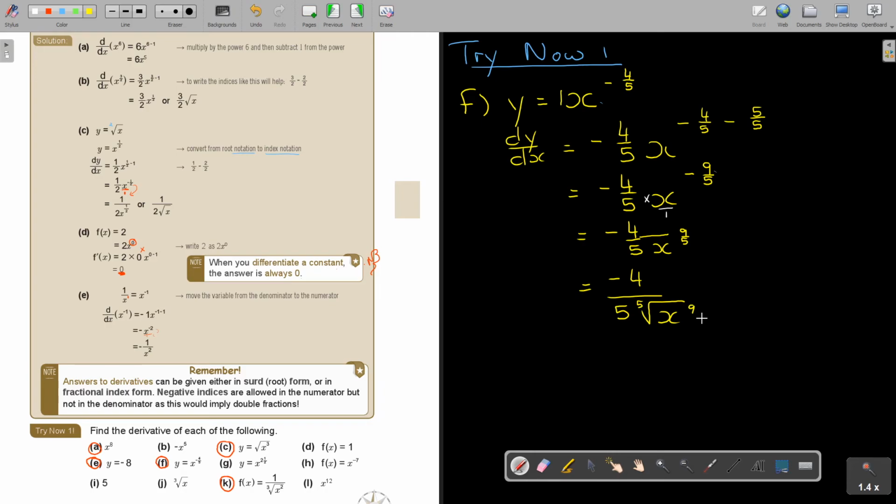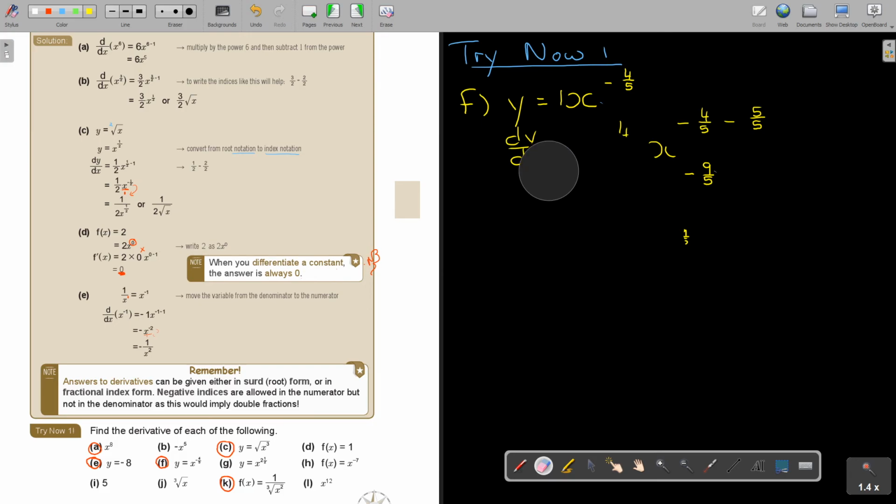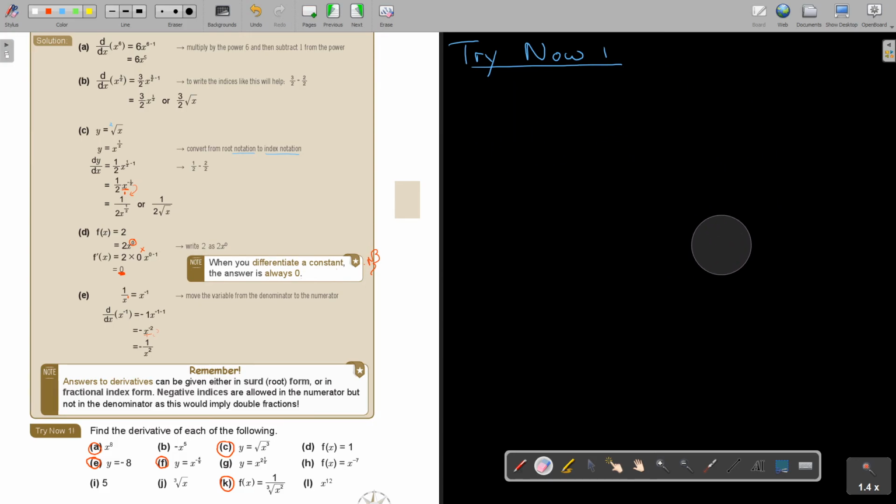Okay, let's go for number K. It's very important that you practice these rules a few times, even if you do the same sums a few times, before you start with the application of the rules. Because there's quite a few. This is just the beginning.